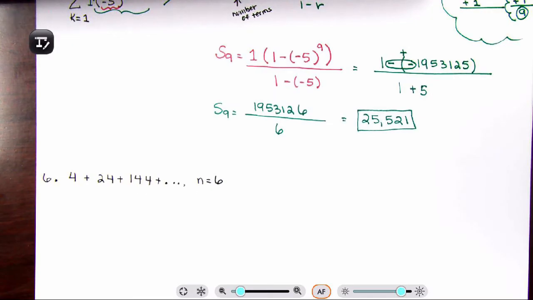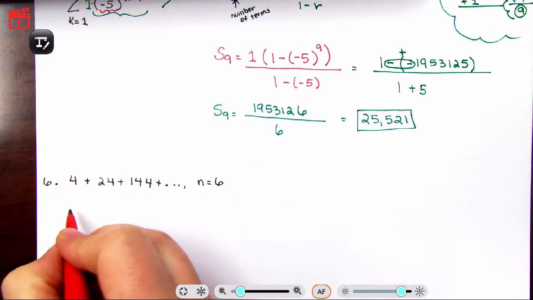Right, let's move on to number 6. Again, we are evaluating this. Same formula. The formula doesn't change. Oops, let me change my color. So number of terms. I'm not going to copy down the formula. Actually, yeah, I will. It's going to make it easier.